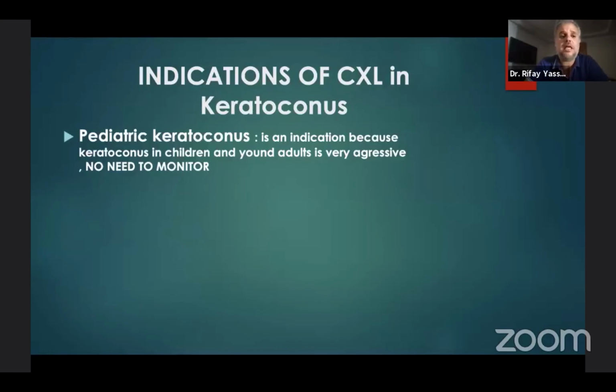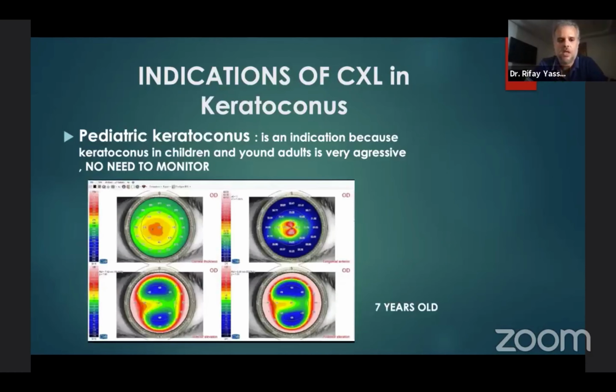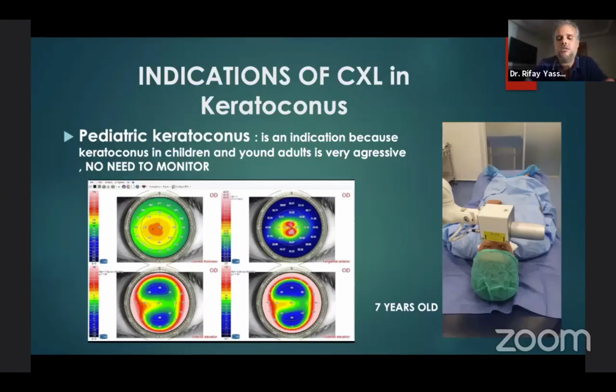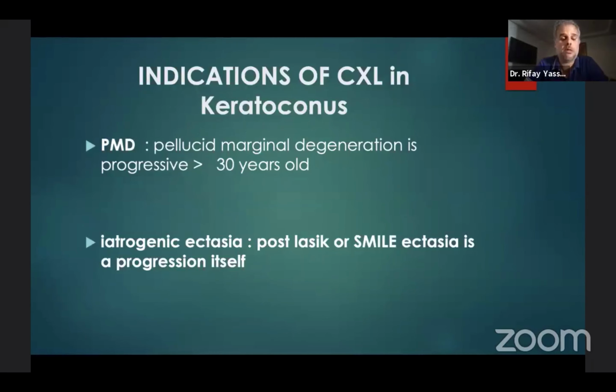But there are some other cases, like pediatric keratoconus. Pediatric keratoconus is an indication because in children and young adults, keratoconus is very, very aggressive, and we do not need to monitor. You have here a case of a 7-year-old boy with bilateral keratoconus, and he got his cross-linking the same day. There are also other indications like PMD, pellucid marginal degeneration, because it's like keratoconus, but it starts at 30 years old, and it can progress until 40 and 50 years old. When you have a pellucid marginal degeneration, not pellucid-like, you should have the thinning in the periphery to diagnose it. And you have iatrogenic ectasia like post-LASIK or post-SMILE ectasia, because the appearance of the ectasia is a progression itself.